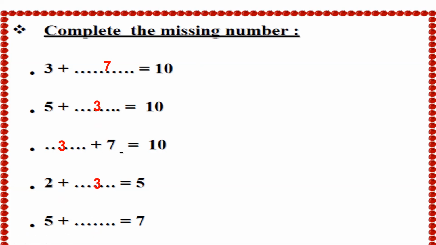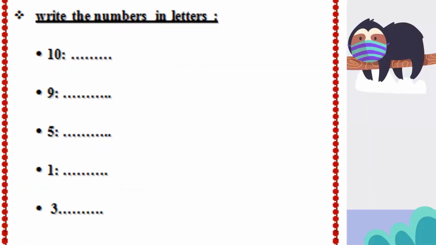And then 5 plus which number equals 7? Let's count from 5. 5, and after 5: 6, 7. Very good. It's 2 fingers. It will be 2. Do you remember the numbers and letters?